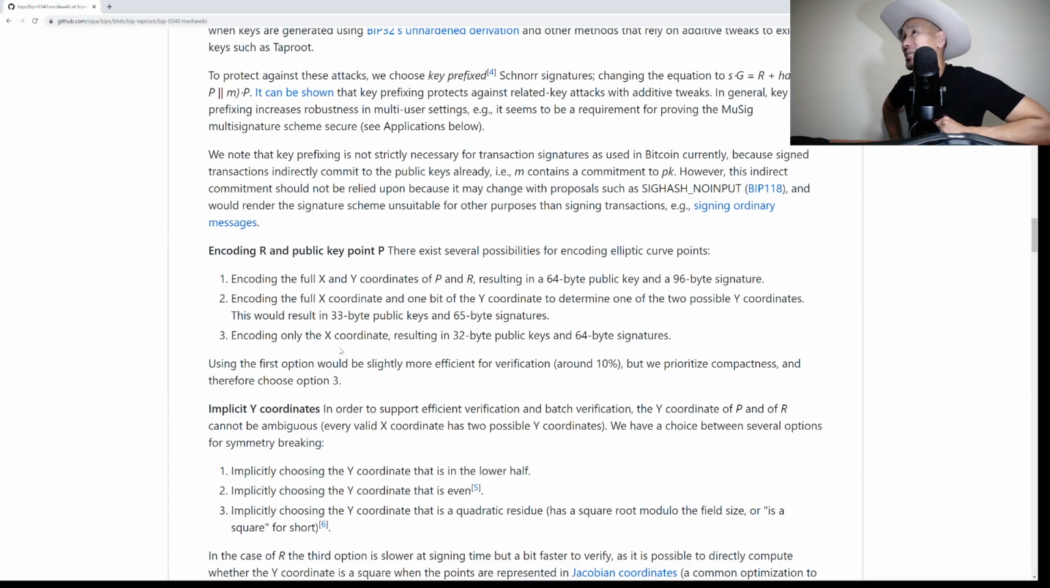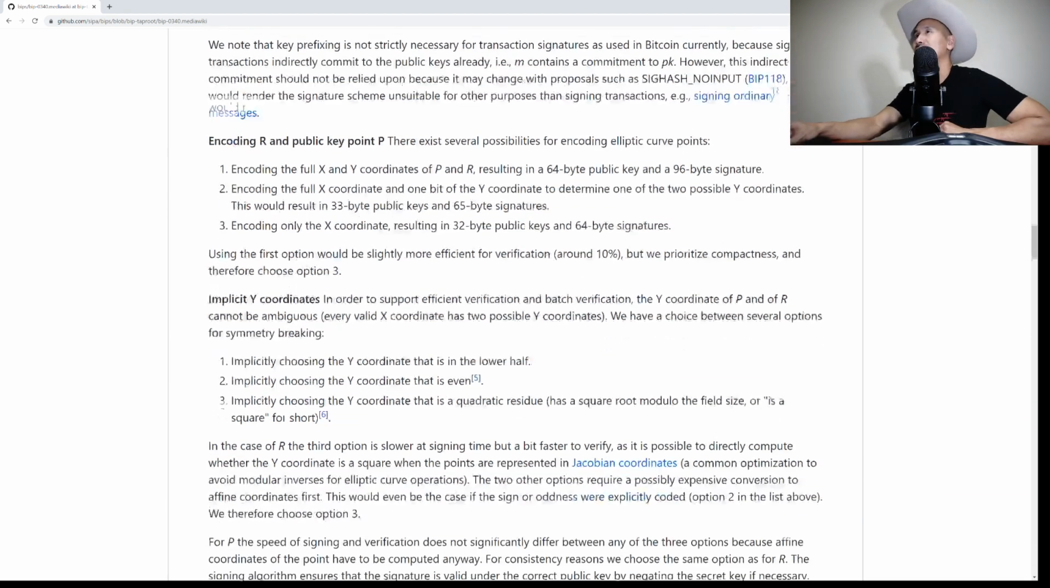We know that key prefixing is not strictly necessary for transaction signatures as used in Bitcoin currently, because signed transactions indirectly commit to the public key already. M contains a commitment to the public key. However, this indirect commitment should not be relied upon because it may change with proposals such as SIGHASH_NOINPUT (BIP-118), and would render the signature scheme unsuitable for other purposes than signing transactions, for example, signing ordinary messages. And this is absolutely true. You want signatures to be a little more general than for signing transactions only, as when people prove that they have funds or something like that by signing a particular message.